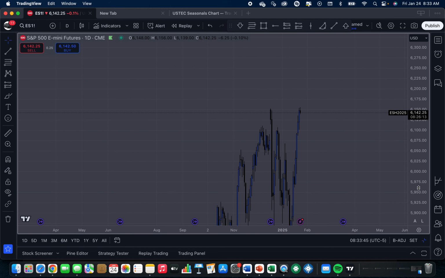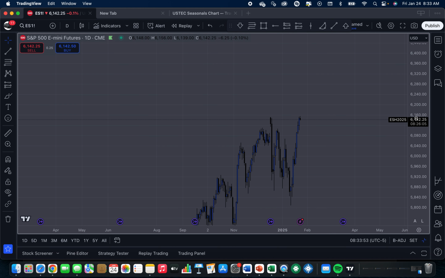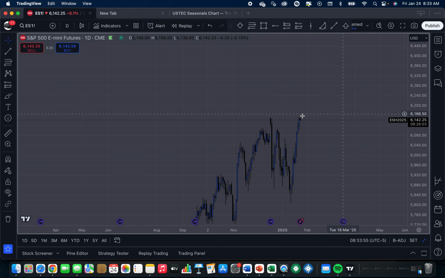Overall, since we had some crazy price action on Tuesday, Monday with Trump's inauguration, I've been mainly looking for buys. I've been very bullish with the strong upwards movement we've been having. So that was my overall bias on the higher time frame.